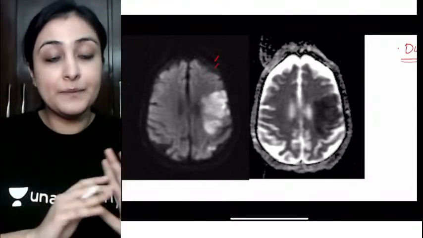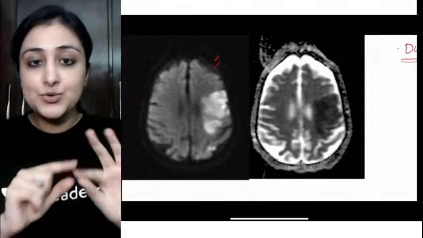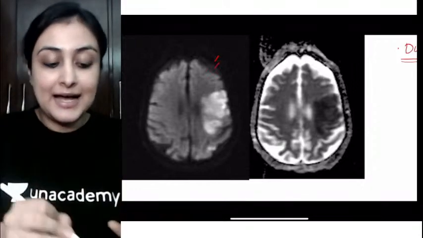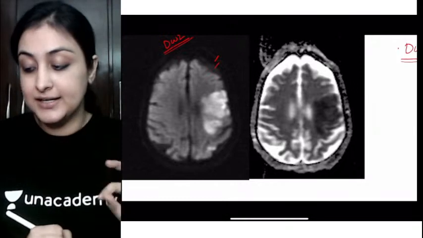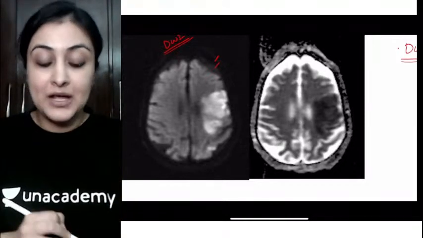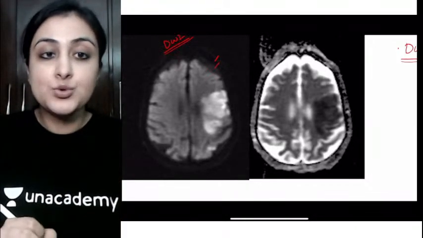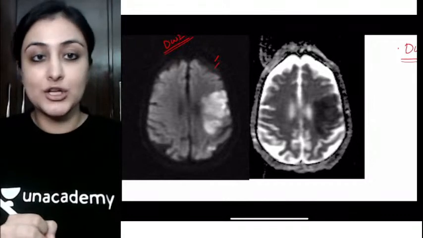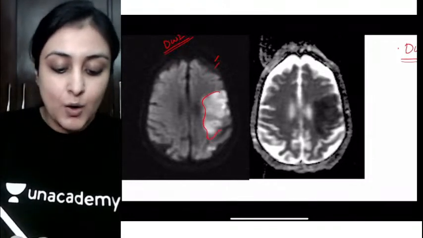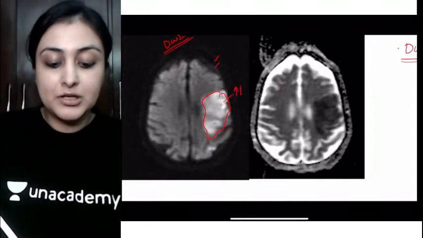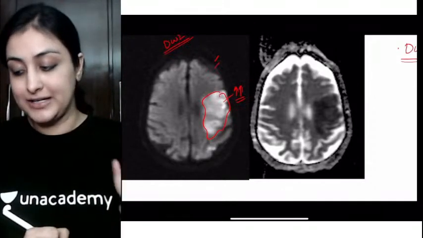Can you see the bone? You can't see anything, right? So when you just see the brain, that is when you know it is diffusion weighted imaging. So that is your trick to identification. And anything which shows diffusion restriction, I'll tell you what all things show diffusion restriction, will appear white, will appear hyperintense on diffusion weighted imaging.